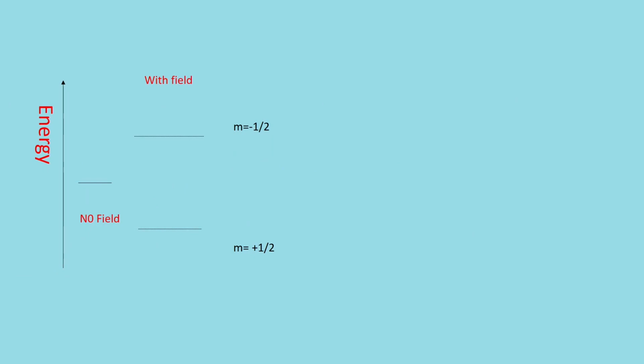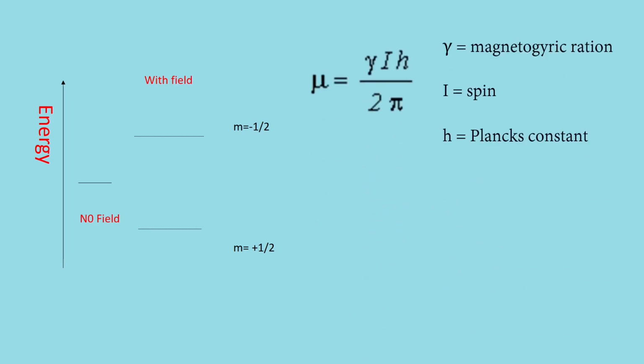The nucleus has a positive charge and is spinning. This generates a small magnetic field. The nucleus therefore possesses a magnetic moment mu, which is proportional to its spin I. The constant gamma is called the magnetogyric ratio and is a fundamental nuclear constant, which has a different value for every nucleus, and h is the Planck constant.